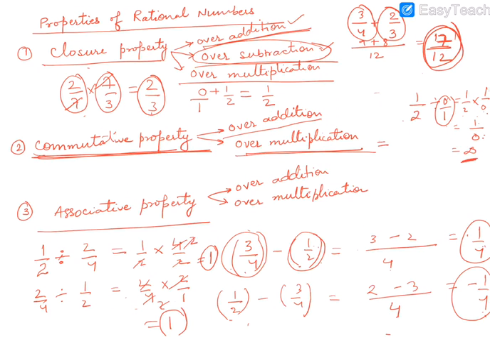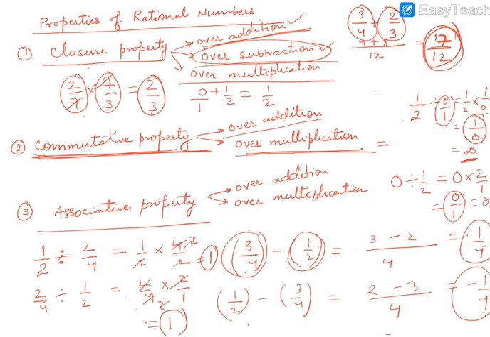Same, I'll change the sequence. I'll write 0, then divided by 1 by 2, so you will get 0 into 2 by 1, and the answer, 2 zeros are 0 upon 1. So the answer of 1 upon 0 gives infinite and 0 upon 1 gives 0.